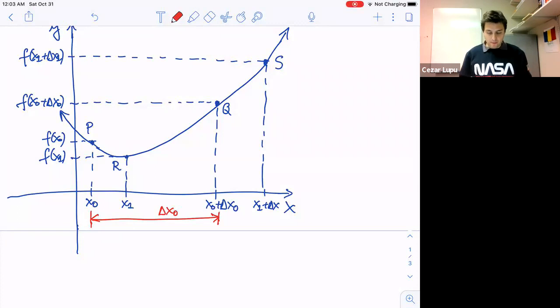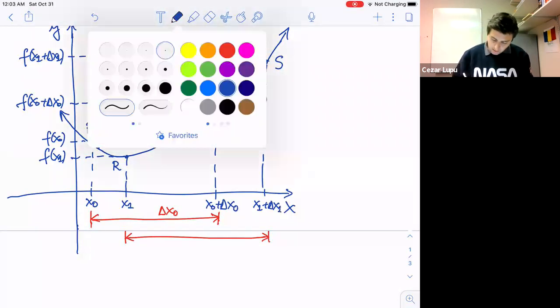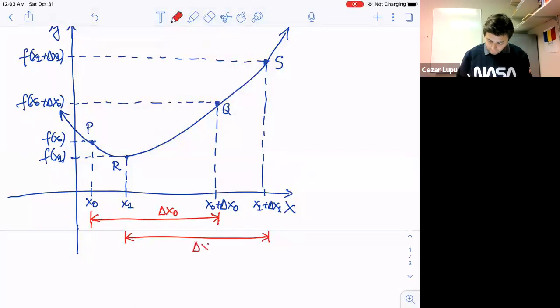Okay, and now from x1 to x1 plus delta x. So this will be, oh, sorry, here will be delta x1. I always forget this. So this guy will be delta x1. Okay, right?